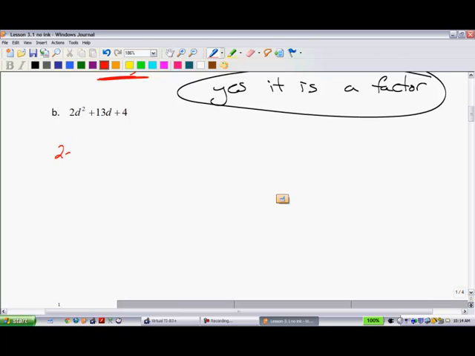So we'll start out with 2d squared plus 13d plus 4. And I'll do this one a little bit different, so I'll put the variables on the other side just so you can see a different look. So we want to know if d minus 4 is a factor again. So we have d minus 4, my binomial. And again, we're going to multiply it by some ad plus b.